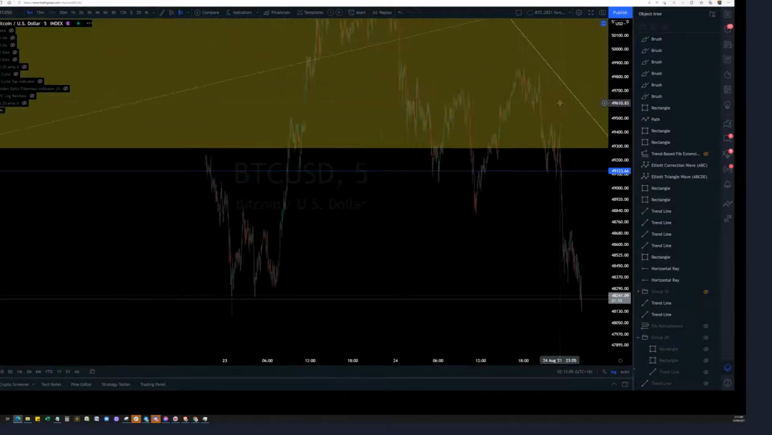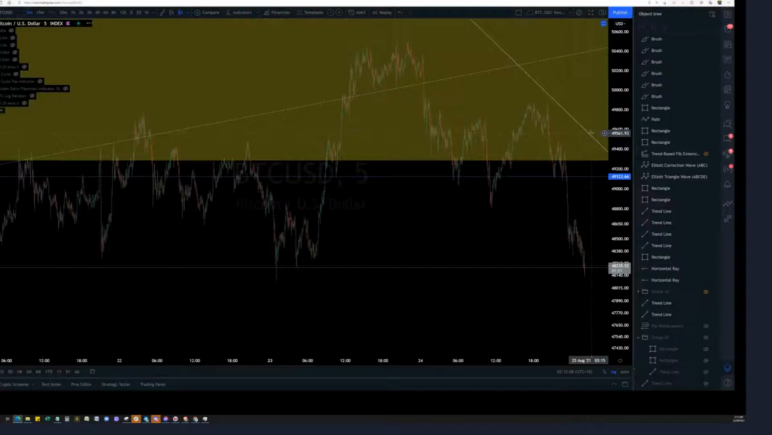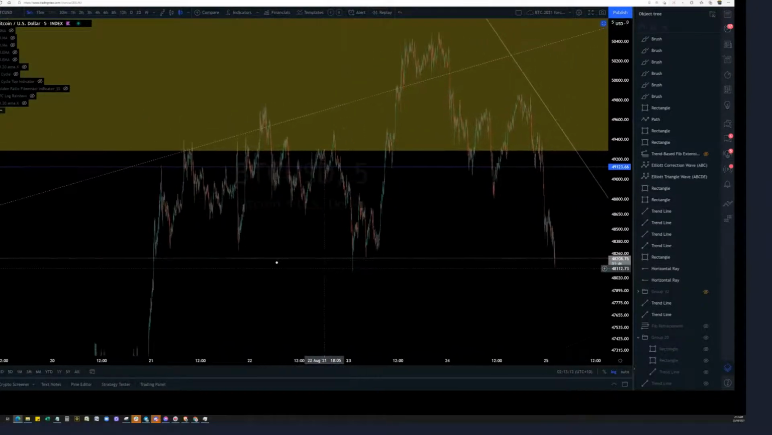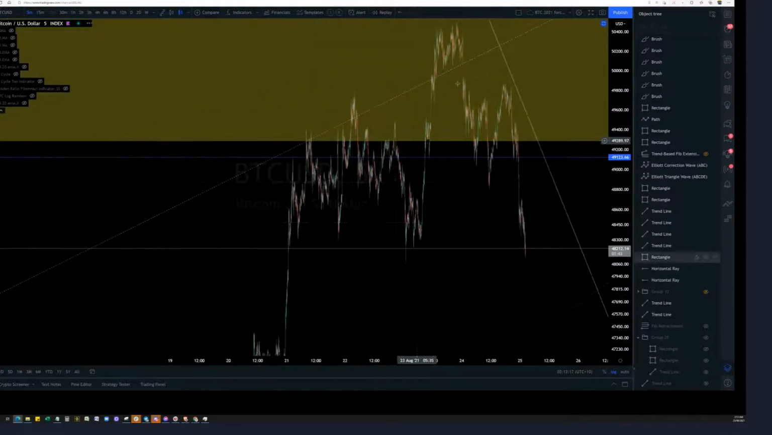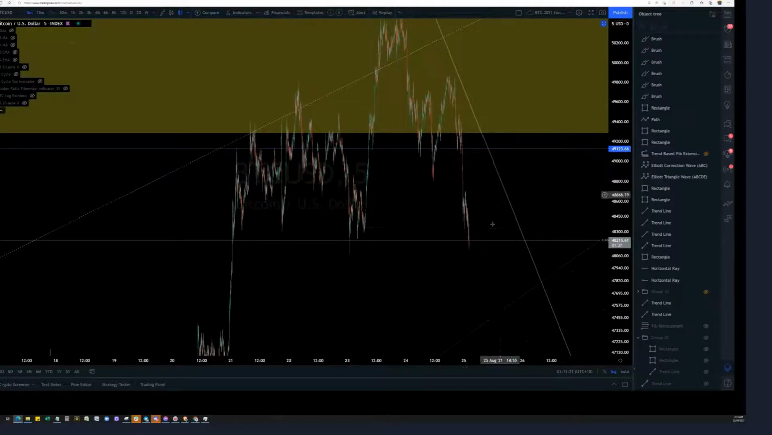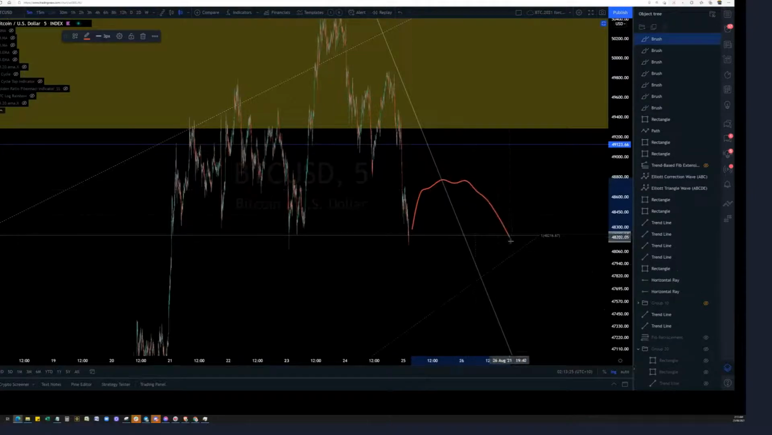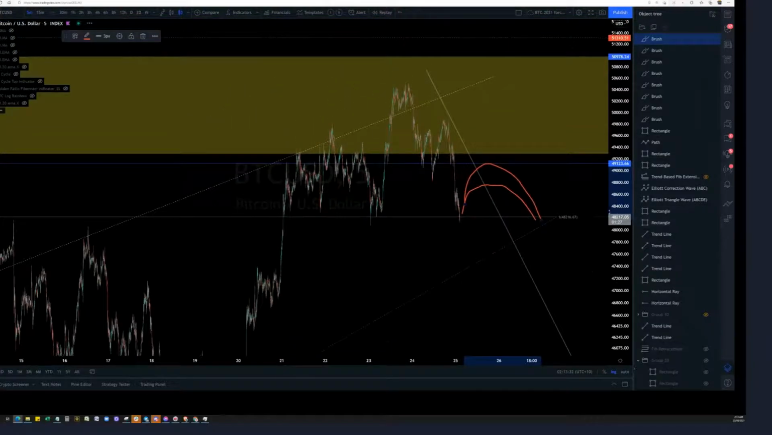So 48,200. So yeah, we're at that resistance support line, right? So that doesn't look good. The reason being is that is definitely going to be, so that is a left shoulder. That's the head, and we're lucky if we get something like that, maybe up to there. So definitely looks bearish to me.